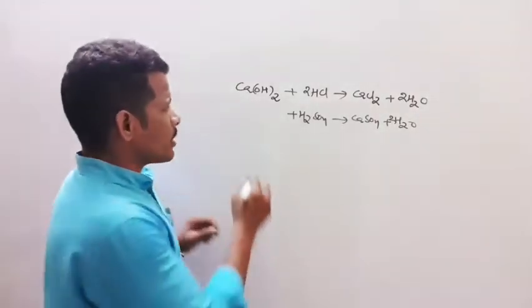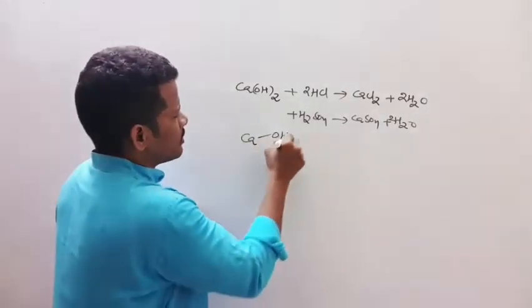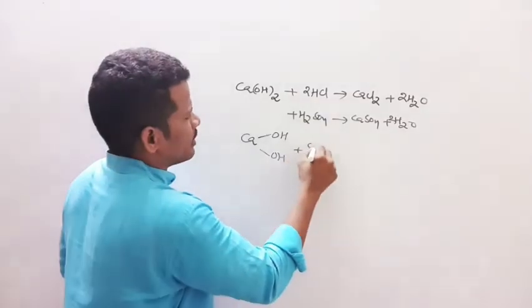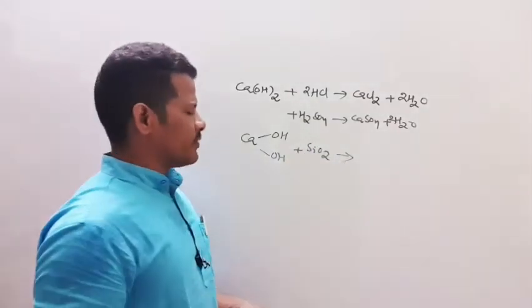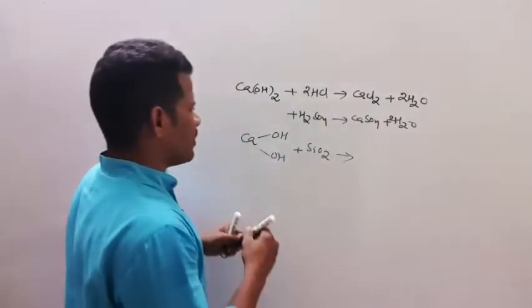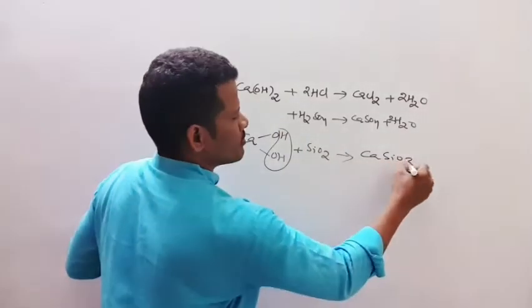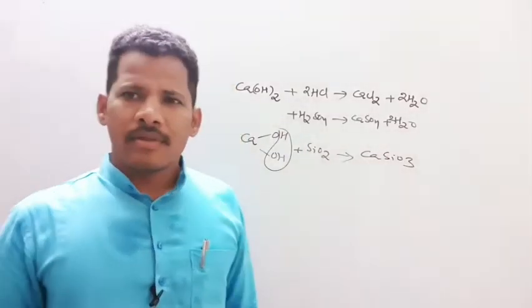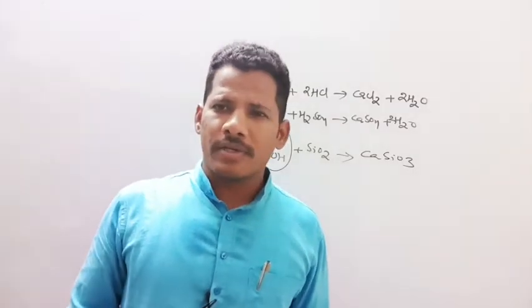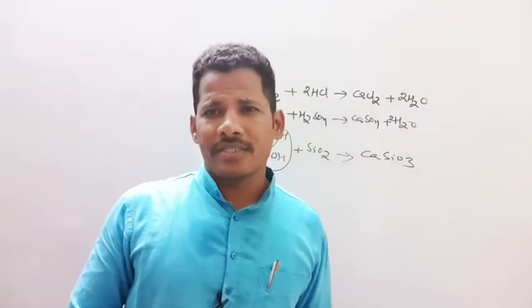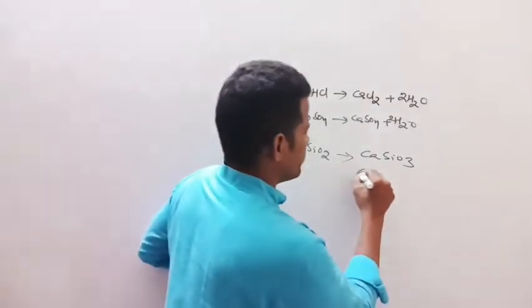Okay, and now coming to silica. Calcium hydroxide reacts with silica. What is the product of this reaction? Here you remember, water molecule is removed, and calcium silicate, water glass, is formed. In silica the major component is calcium silicate.